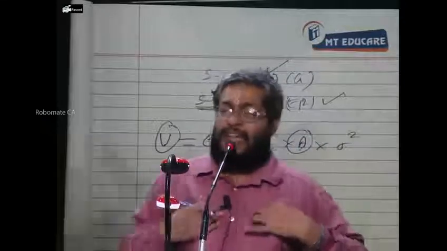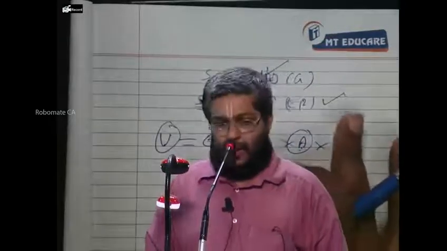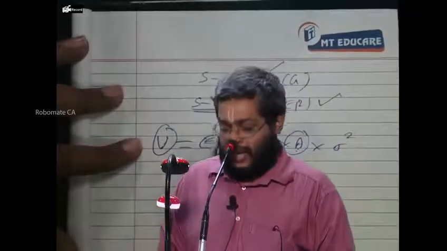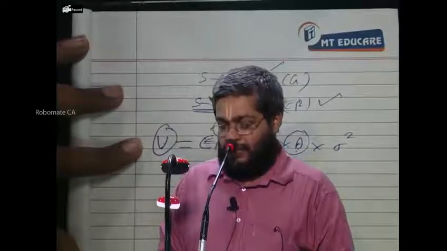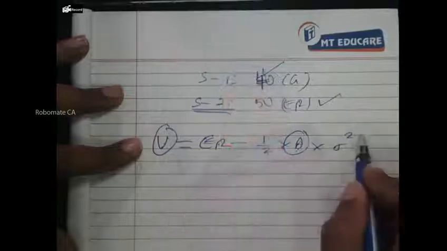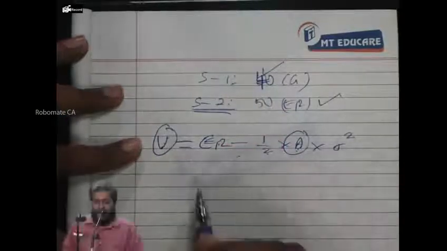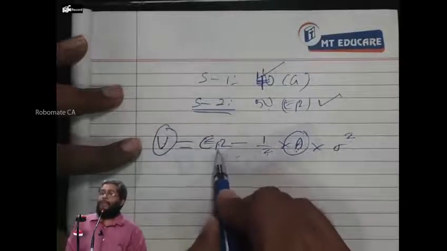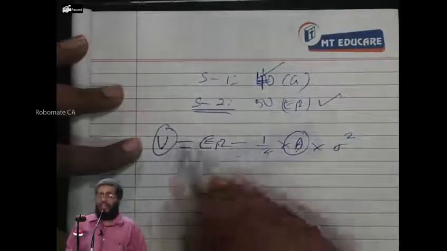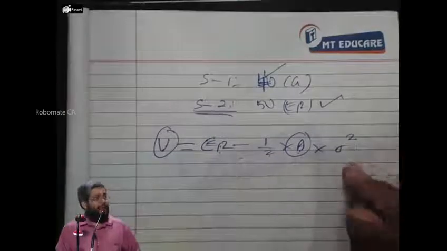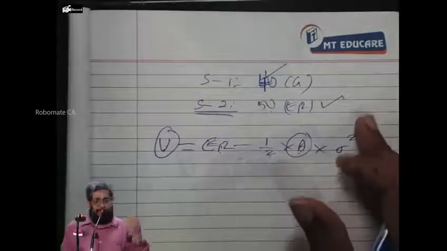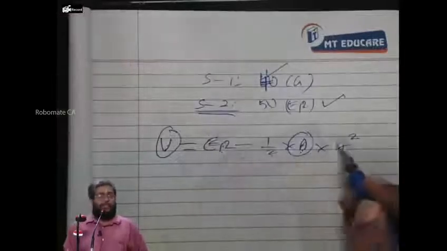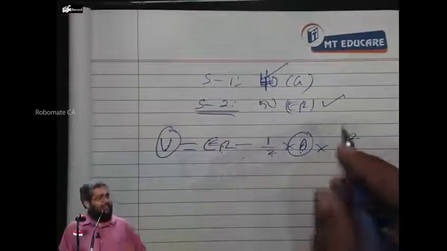The happiness he gets is called utility. So the formula is: utility equals the expected return from a security minus half into A into variance, that is, standard deviation squared. So a security can give happiness if it is expected to give more return, or if it has less risk. Either you can give happiness to the investor by guaranteeing him more return or less risk. So security 3 gives less risk, so it is efficient in giving happiness.